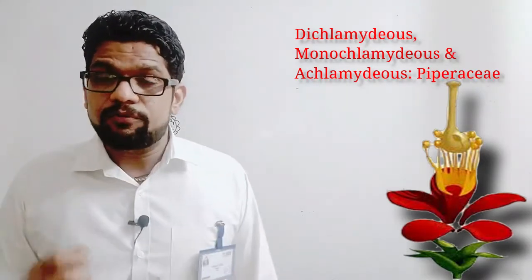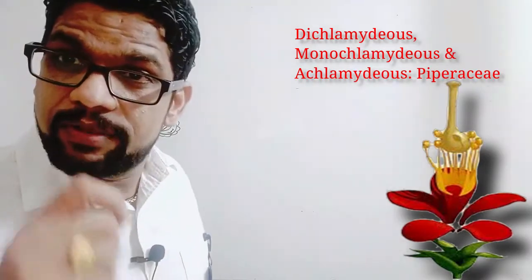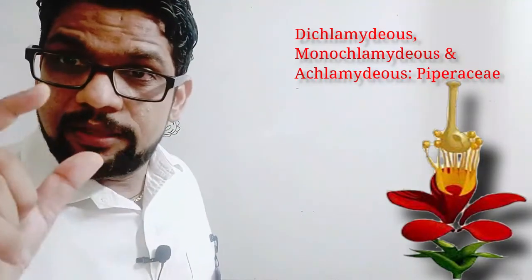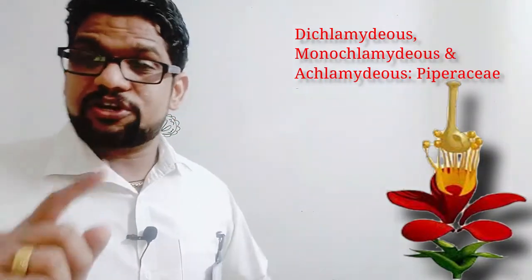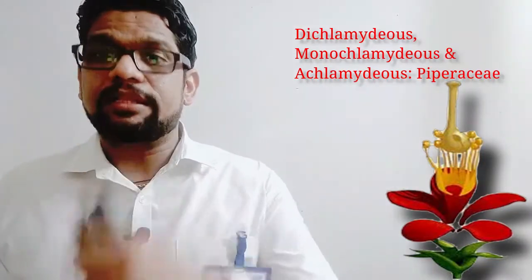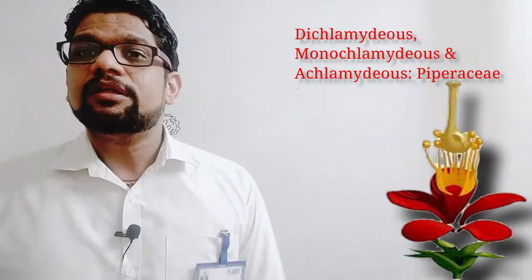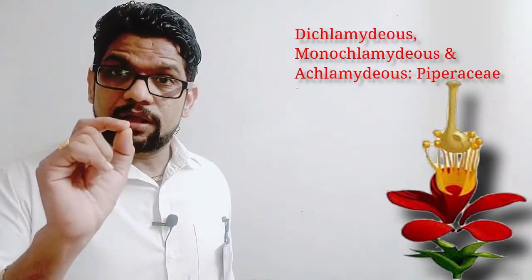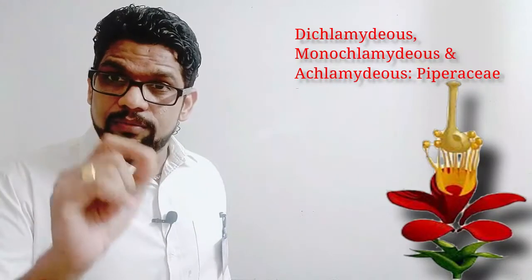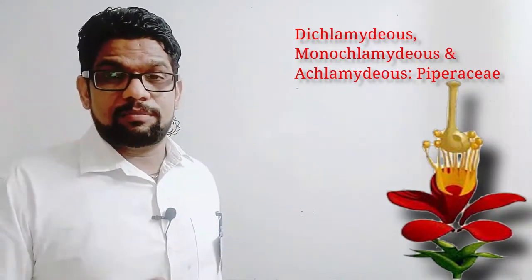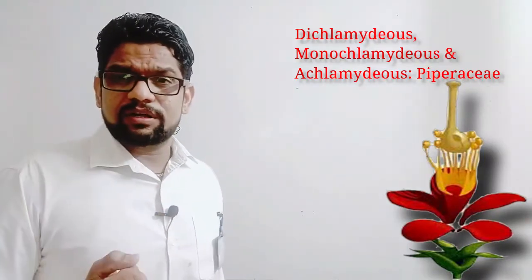When there is no differentiation between the calyx and corolla, we are unable to differentiate them. They fuse and make one structure, the perianth. So those flowers in which instead of calyx and corolla they have a perianth structure are called monochlamydeous flowers. You can see Gramineae, Liliaceae, monocots and so on.